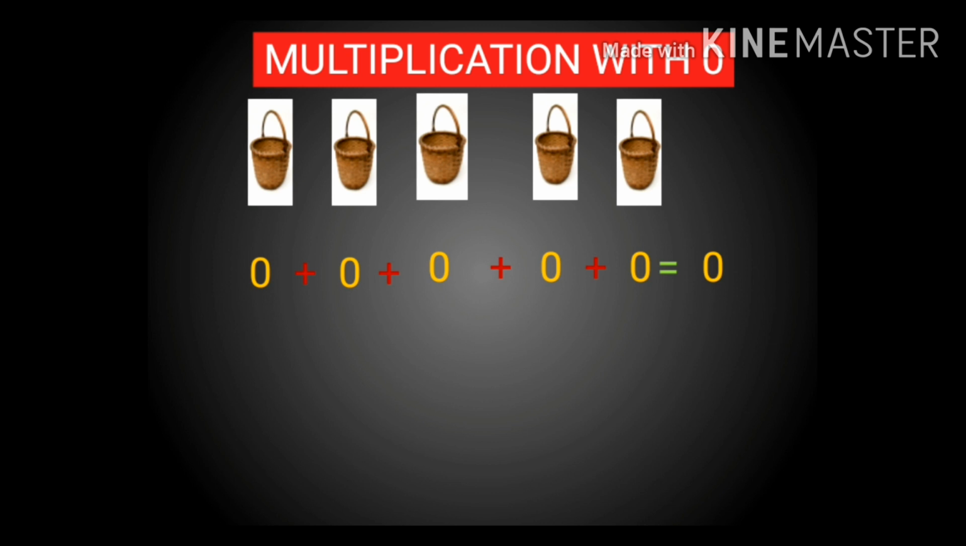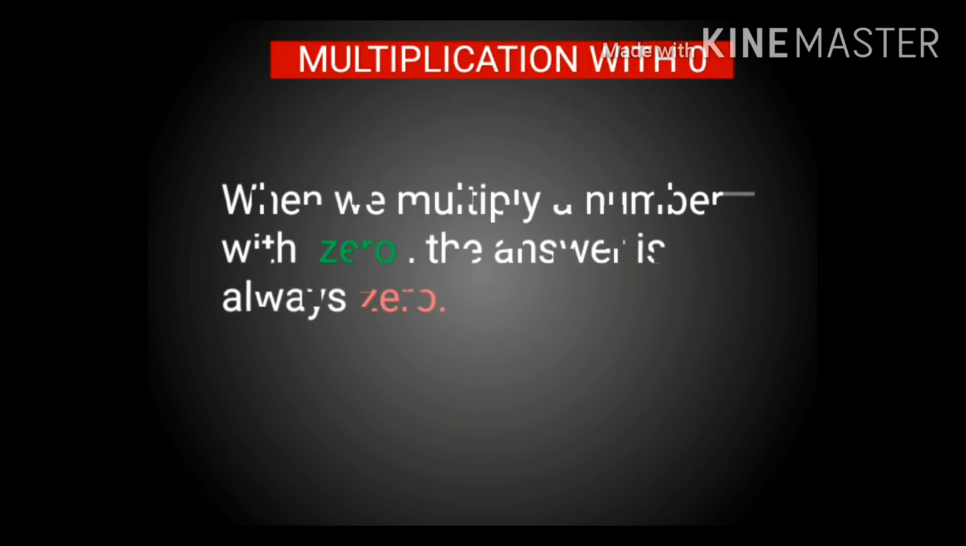So, how do we write this in the multiplication form? Yes, 5 times 0 is equal to 0. 5 into 0 is equal to 0. So, we have got that when you multiply a number with 0, the answer is always 0. So, remember children, when we multiply a number with 0, the answer is always 0.